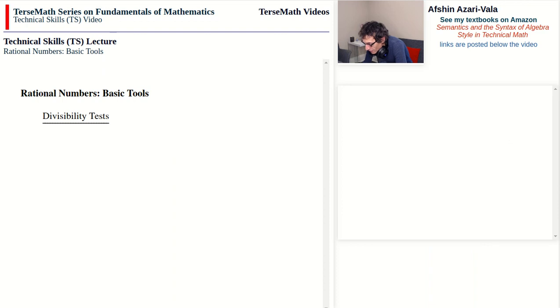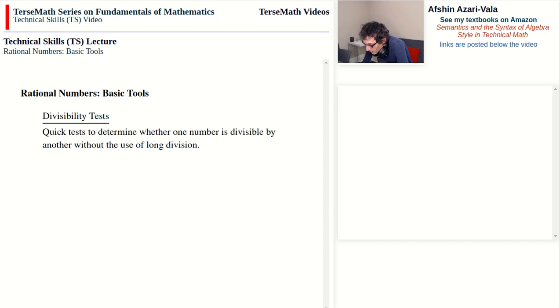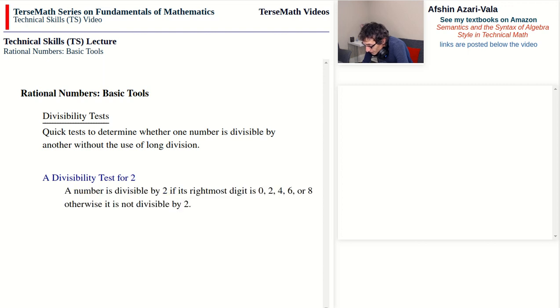There is a kind of test known as a divisibility test. These tests are sort of like quick ways to determine whether one number is divisible by another without having to do long division. Remember that we want to cut down on the number of long divisions that we have to do when we work with fractions. So, for example, if I want to figure out if a number is divisible by 2, I don't have to do long division. I can take a look at the rightmost digit, and if it's 0, 2, 4, 6, or 8, then the number is divisible by 2. Otherwise, it is not divisible by 2.